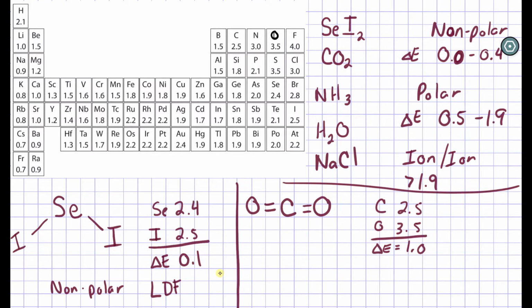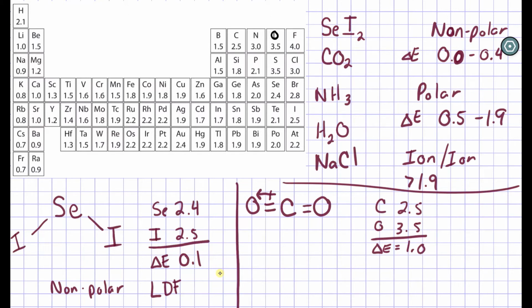The way that you draw a dipole is you draw an arrow pointing in the direction of the more electronegative atom. So in this case, my oxygen is 3.5. It's more electronegative, so my arrow is going to point towards the O. We're going to put a little tail down here because that makes it a positive, and that's telling me that when these are sharing, they're not sharing equally.